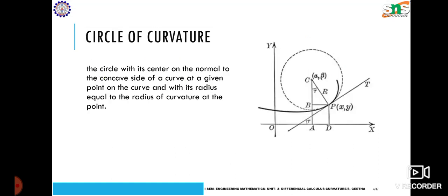Circle of curvature. The circle with its center on the normal to the concave side of a curve at a given point on the curve and with its radius equal to the radius of curvature at the point.